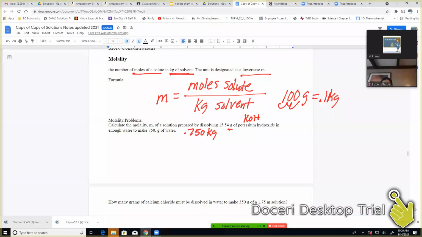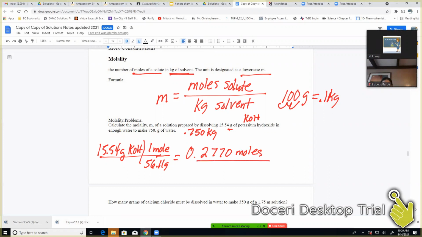So just like with our other formula, we don't have moles of solute, we have grams, so I'm going to have to use my molar mass. Grams of potassium hydroxide. And 1 mole has a molar mass of 56.11 grams. So we end up with 0.2770 moles. So that's my moles, and I need to divide that by kilograms of solvent, which is my 0.750 kilograms. Now, because we're using the 0.750, that's 3 sig figs, so my answer should have 3 sig figs.